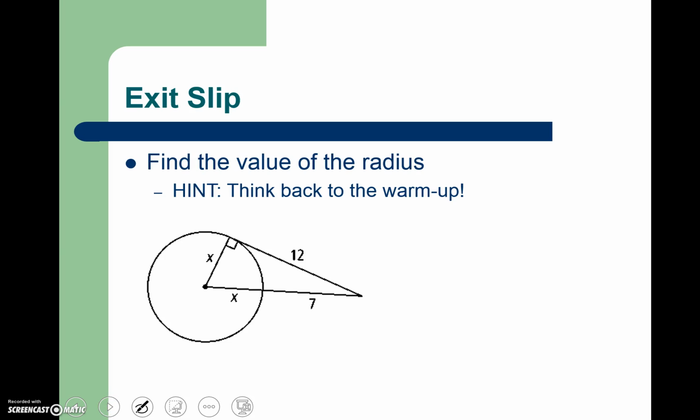I would like for you to please complete this exit slip and turn it into the box at the front. I know we didn't do a warm-up here, but what we need to do is use FOIL. Here's my hint to you. If I have something like x plus 4 squared, you need to write it twice, like this, x plus 4 and x plus 4, and then you need to multiply those two things.